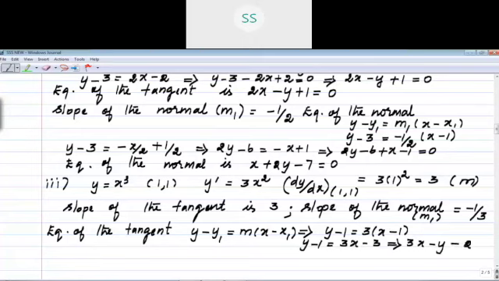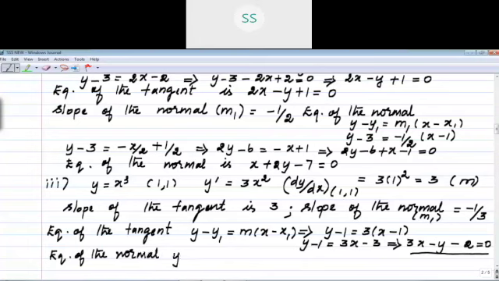So what will you get? Minus 2 equal to 0. This is your answer. What is the equation of the tangent? 3x minus y minus 2 equal to 0. Now, the equation of the normal.